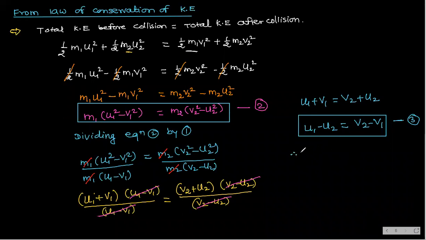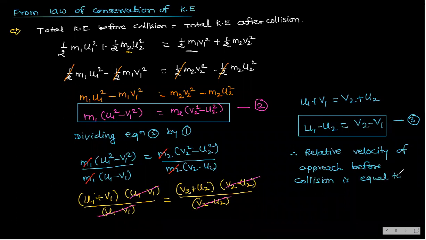So what is the conclusion here? Therefore, the relative velocity of approach before collision is equal to the relative velocity of separation after collision. Okay, got it?